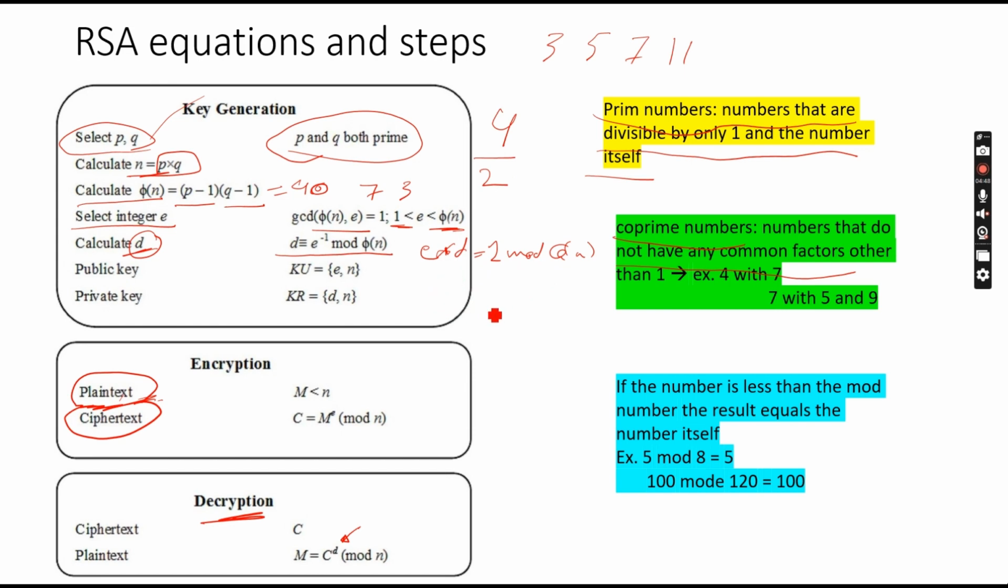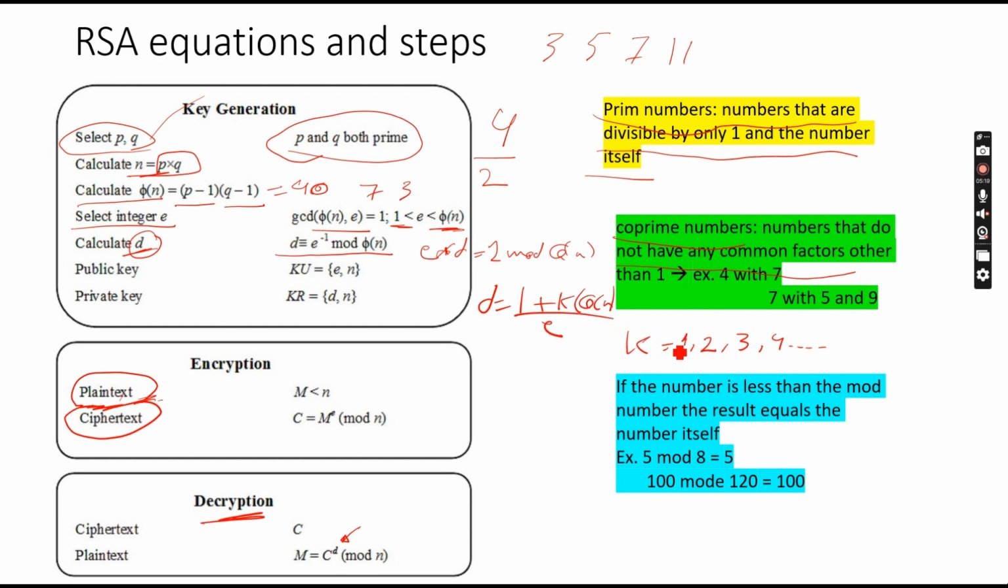And the last equation which I use, D equals 1 plus K of theta of N over E. And this is the best way to find D, where K could be 1, 2, 3, 4, etc.